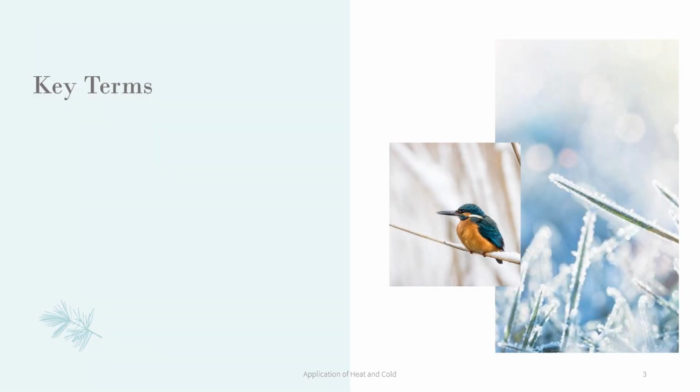First, let's review some key terms. Body temperature is the degree of heat maintained by the body and reflects the difference between heat produced and heat lost. Thermoregulation is the process of maintaining a stable internal temperature. The hypothalamus controls this balance and responds to small changes.